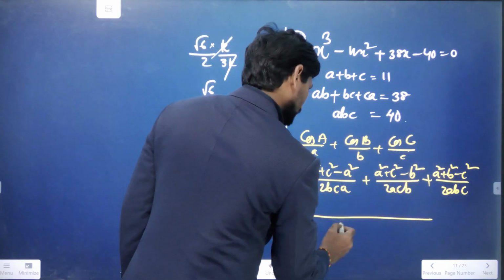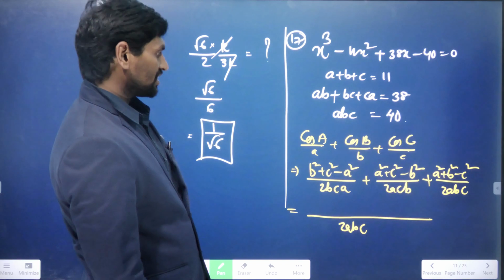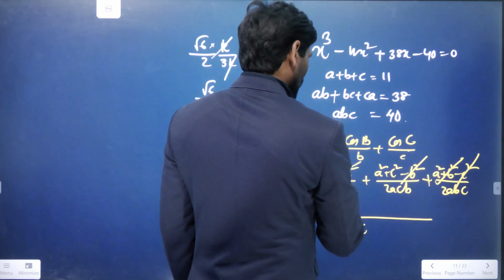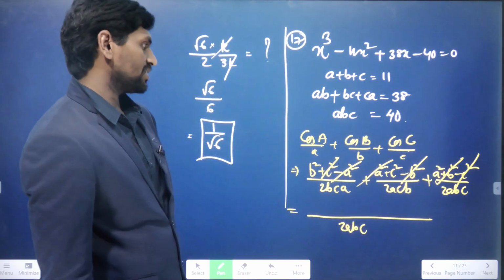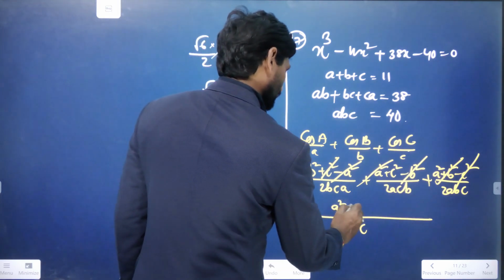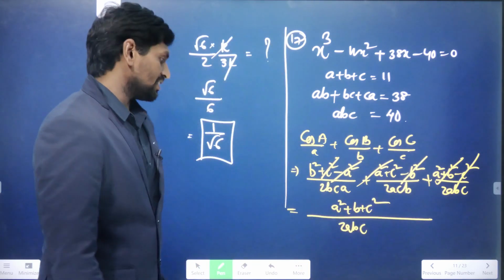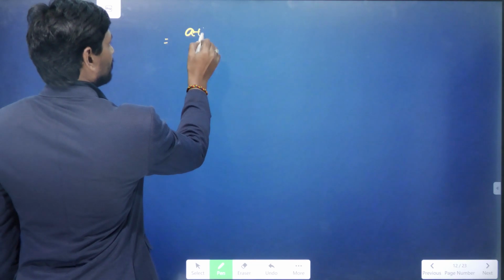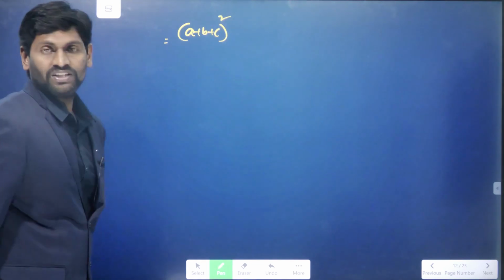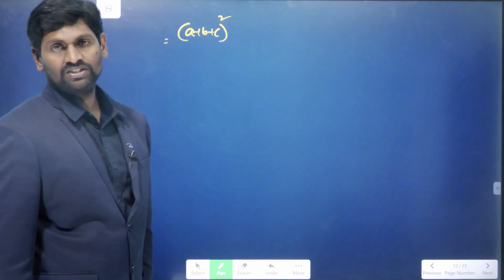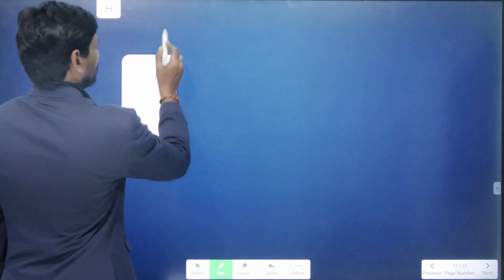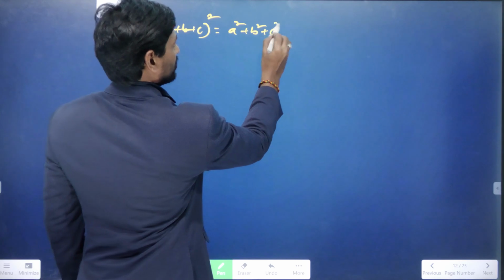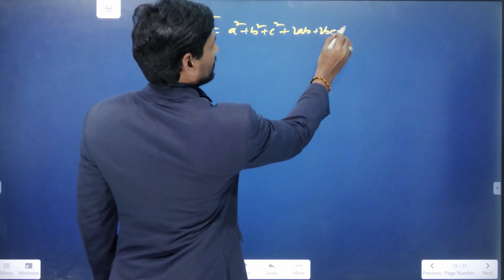If I write the denominator 2abc like this, what are the numerators? Plus c square minus c square is cancelled, plus b square minus b square cancels, minus a square plus a square cancels. What remains is a square plus b square plus c square. Now I am using the a plus b plus c whole square formula. What is it? It is a square plus b square plus c square plus 2ab plus 2bc plus 2ca.